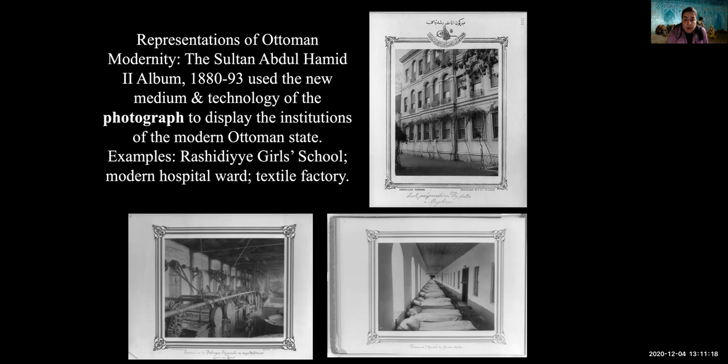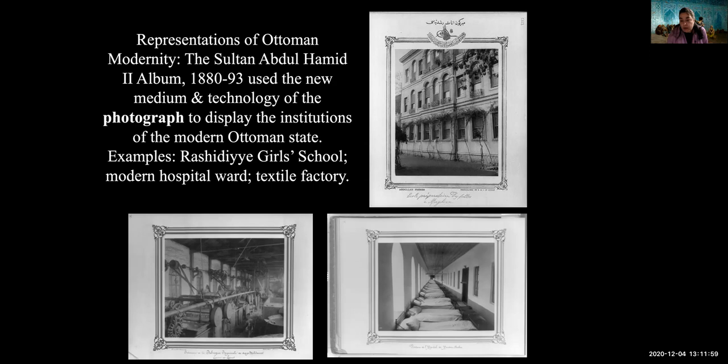So we see here a number of buildings, a couple of interiors and an exterior that reflected the Ottoman reorganization and modernization of their empire and the adoption of, in many cases, European technologies that were new. But if they thought that they were useful, they adopted them and they instituted them. So on the top right, we have an exterior view of a girls' school. So that actually is a kind of response to the representation of naked women being sold and bought in the markets of Istanbul and Cairo.